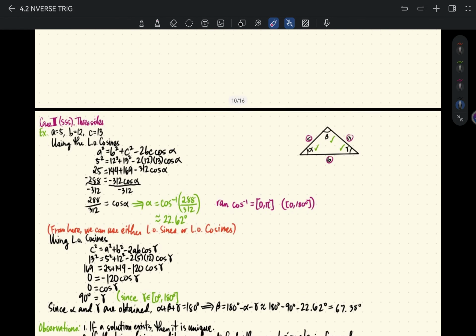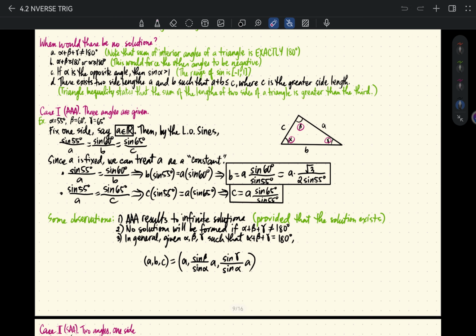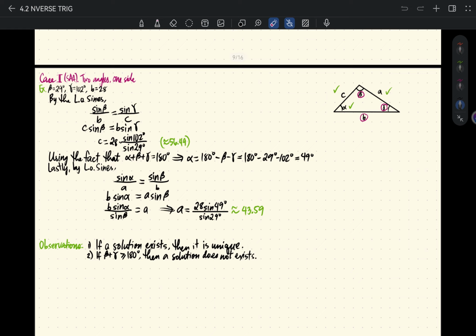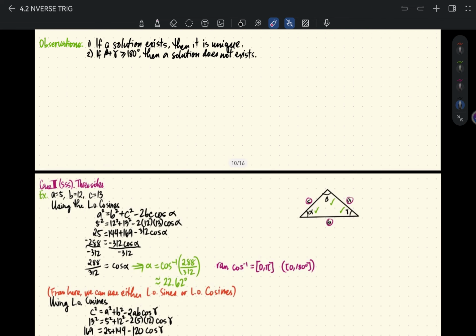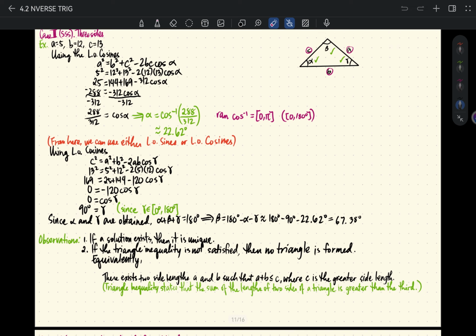Then let's go back to the causes of contradiction. For AAA, your cause of contradiction is if the sum of the 3 angles do not add up to 180 degrees. If SAA, what you're looking for here are the 2 angles. If the sum of these 2 angles are already greater than or equal to 180 degrees, then you don't have any solutions. For SSS, what you're looking at here is the triangle inequality.